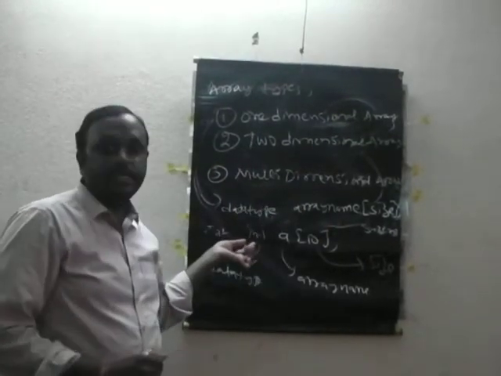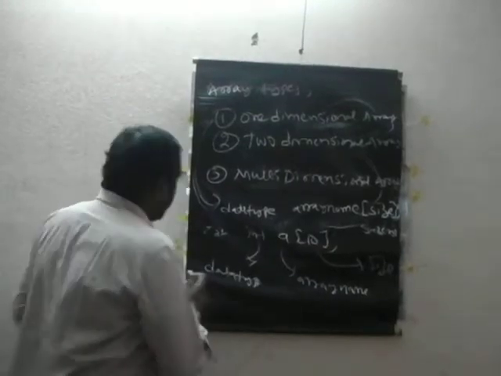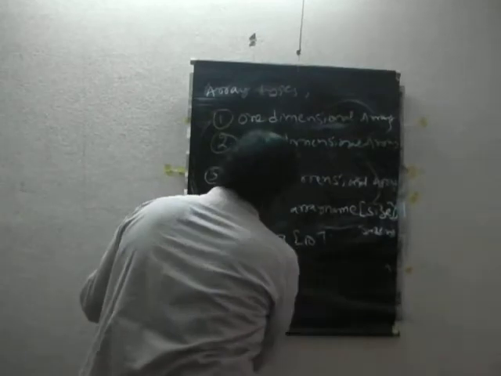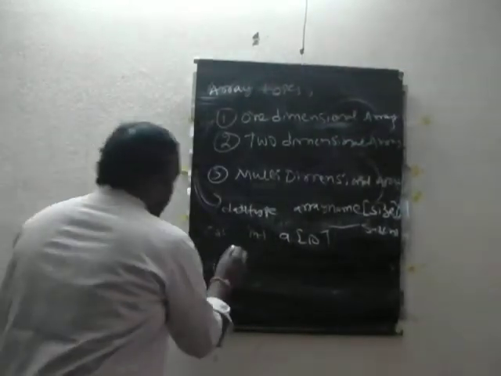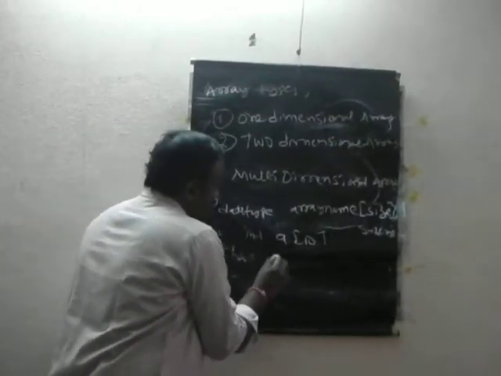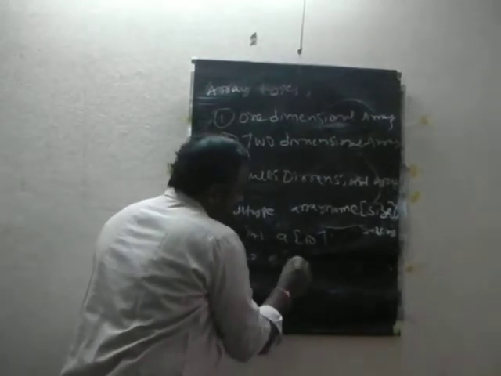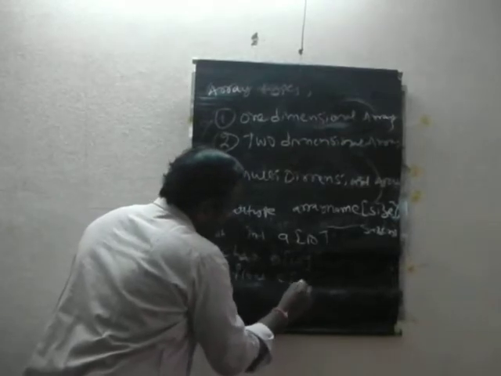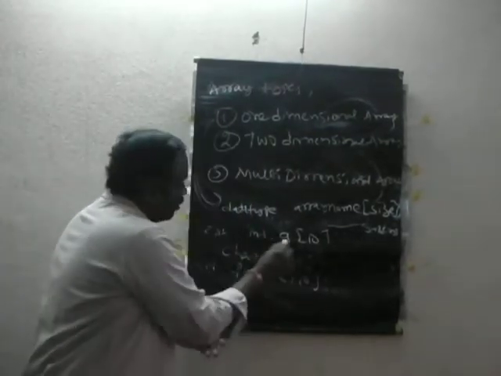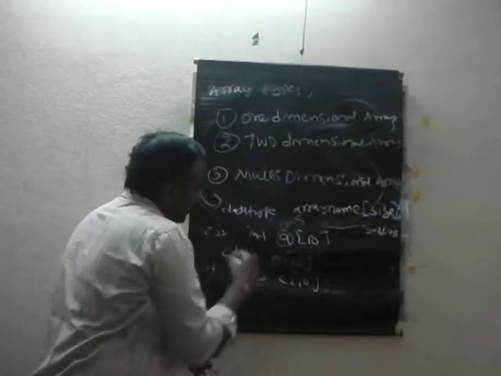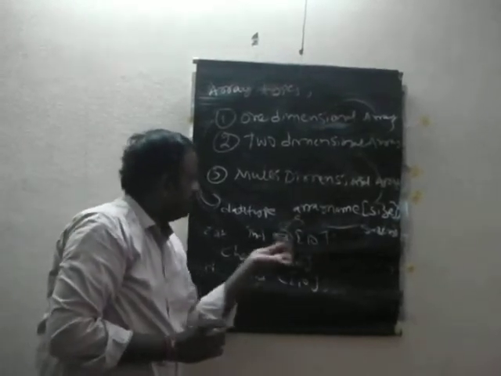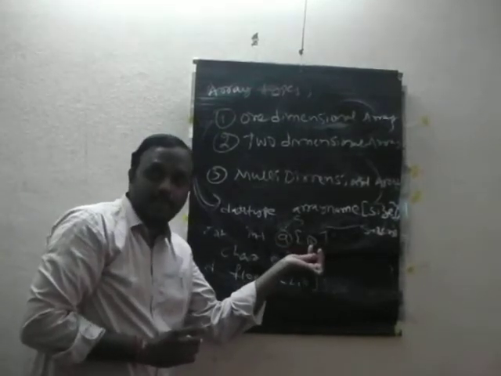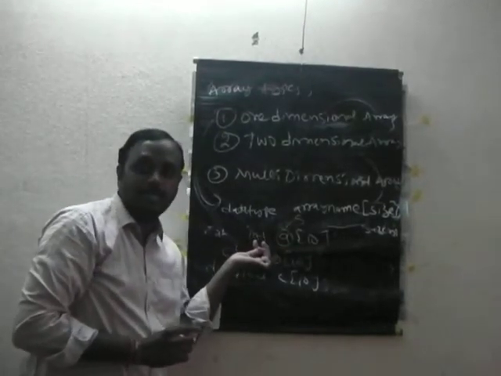Not only for integers, we can take every data type. So char b[10], then float c[10]. Here a is an array name having 10 elements with similar data items. What do we mean by similar here?